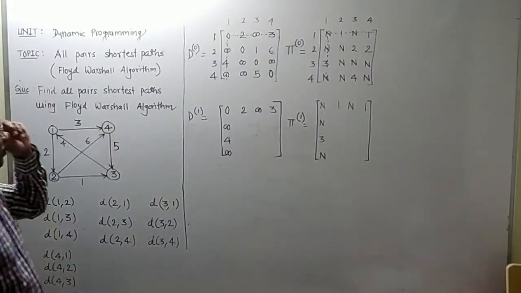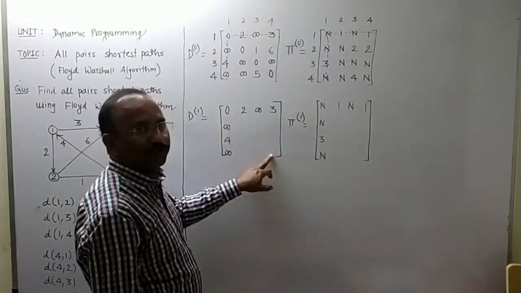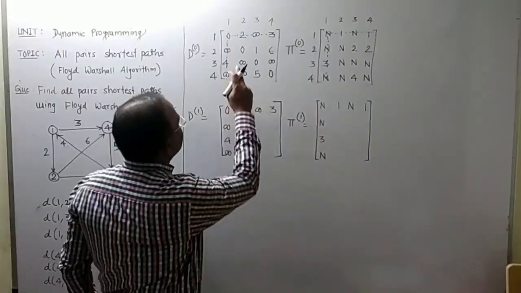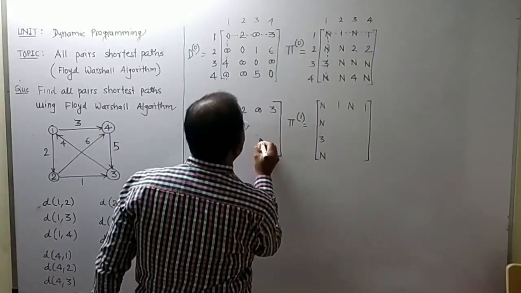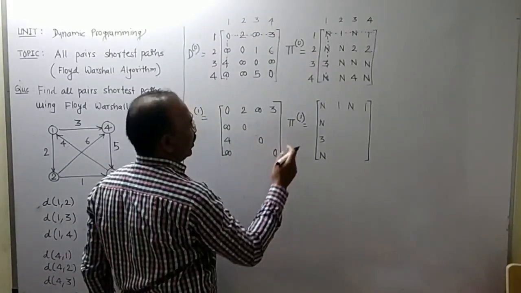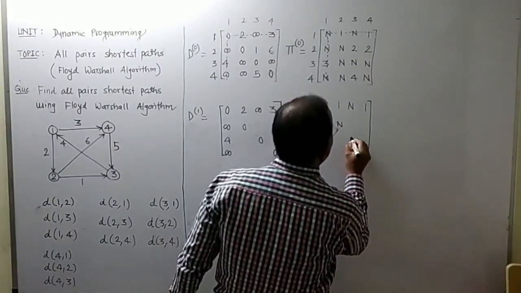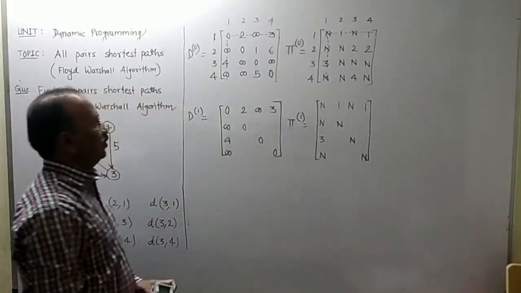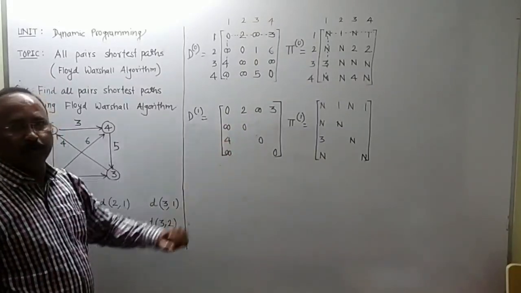Now, we know that the diagonal elements will not change in D1 as well as pi 1. So write the diagonal elements as it is: 0, then 0, then 0. Similarly in pi 1, write nil, nil and nil. Now we have to fill up the remaining values.